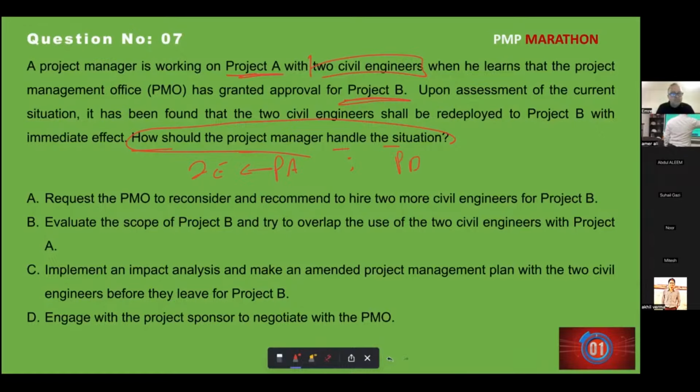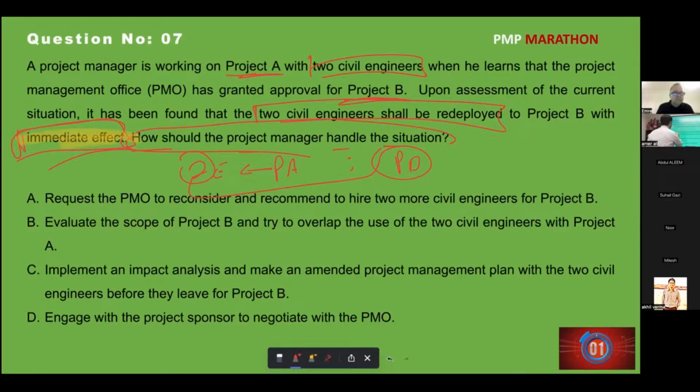Immediate effect. You do not have any option here, Emery. It says that upon assessment of the current situation, it has been found they shall be redeployed with immediate effect. The immediate effect. Okay. I'm not saying your answer is right or wrong. I'm just stating what its keyword is.